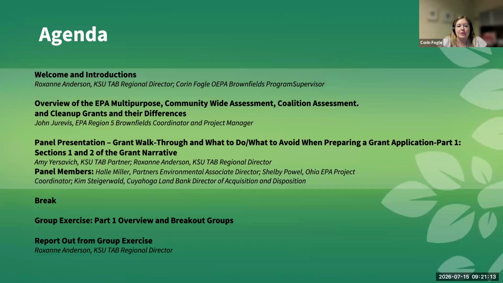So we can go into the agenda now. So this is going to be 2 days, the morning of today and tomorrow morning as well. After I am done speaking, we're going to hear from John Jervis, who is the EPA Region 5 Brownfields Coordinator and Project Manager. So he manages our grants that Ohio EPA has, as well as others in Region 5.